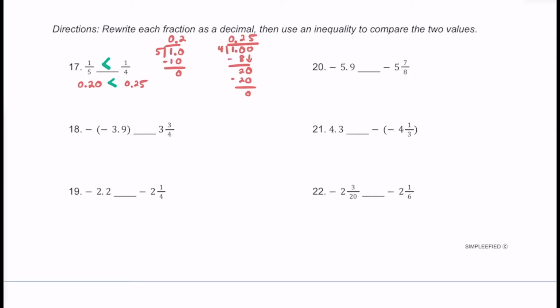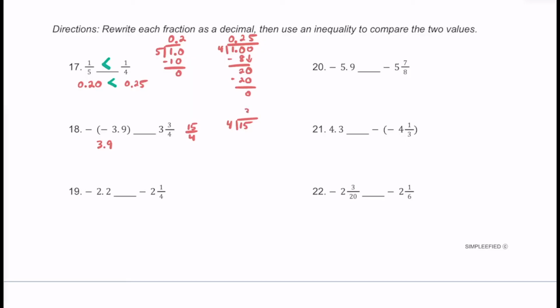For number 18, we have the opposite of 3.9. This is just going to simplify to just 3.9 or 3 9/10. Now, what about this other fraction over here? We want to go ahead and turn this into a decimal. So as an improper fraction, this is really just saying 3 times 4 is 12 plus 3 is 15. So this is really just 15/4. So looking at this as a long division problem, this is 15 divided by 4. So we can go ahead and write it just like this.